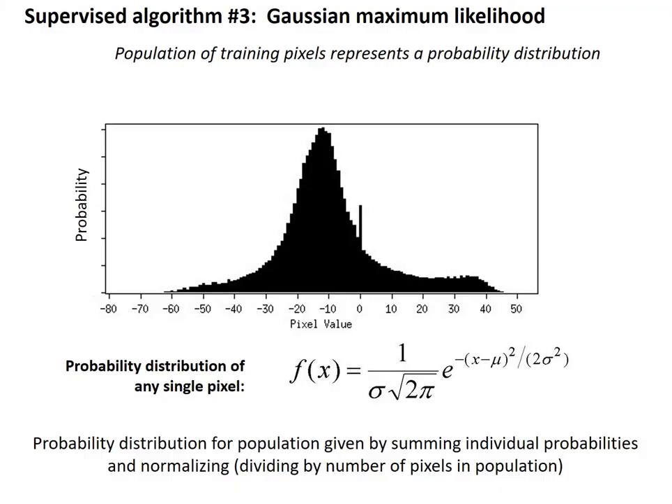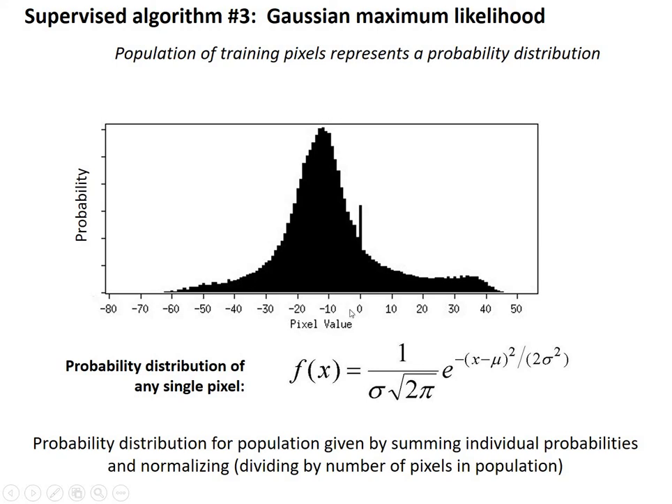Okay, so let's keep moving with our third algorithm. And this is called Gaussian maximum likelihood. So remember, the problem with minimum distance to the mean was that it wasn't sensitive to the variance in the data. And so this gets around that problem. Essentially, what we can do is we can build a probability distribution for each user class. Okay, so this is a plot of, you can think of it as a histogram perhaps, or if you normalize it, you can think of it as a probability curve.